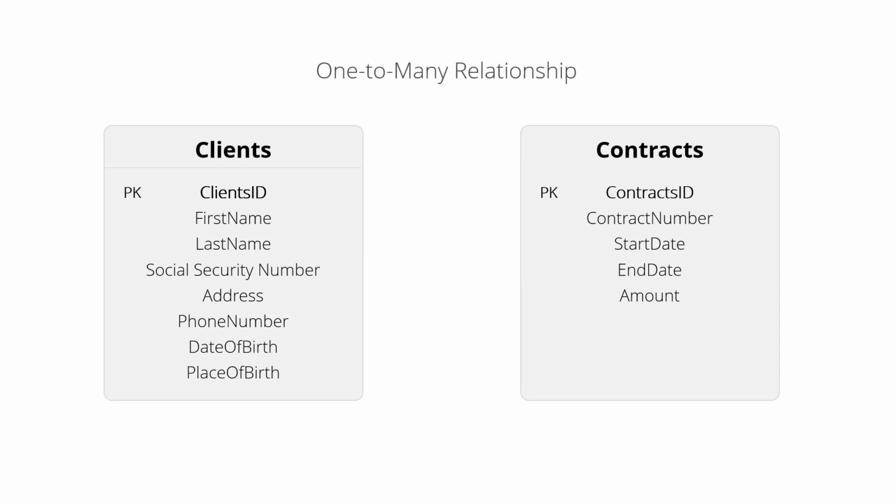Meaning that if you think about it, one client can have one or more contracts, but a contract can only be related to one single client. So this means that the client is the parent entity and the contract is the child entity. So in order to create this relationship, the primary key from the clients will become what we call a foreign key inside the contract. And this will basically create the one-to-many relationship.